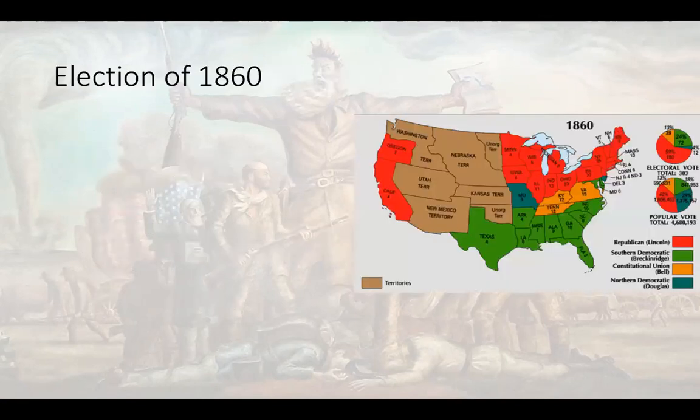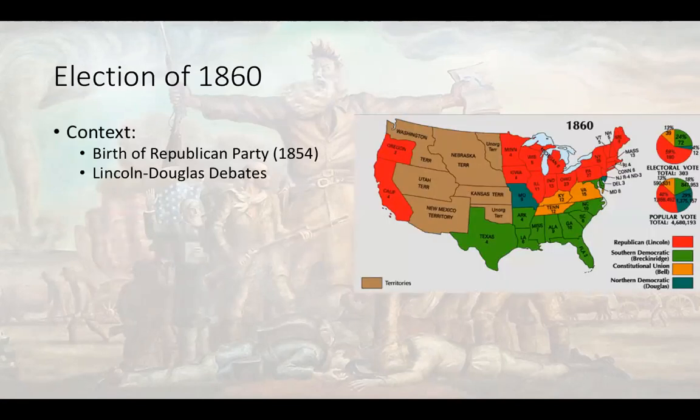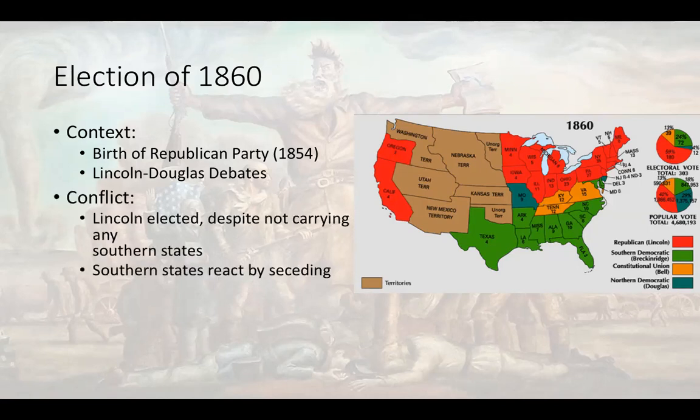And then finally, the straw that will break the camel's back is the election of 1860. Context behind this one is the birth of the Republican Party in 1854 in response to the Kansas-Nebraska Act, and then the Lincoln-Douglas debates, which bring Abraham Lincoln onto the national stage. They're debating for a Senate seat in Illinois. Abraham Lincoln loses, but everybody sort of recognizes him as the up-and-coming politician to take on the so-called slave power conspiracy. Lincoln's elected despite not carrying a single state in the South, and Southern states, South Carolina being the first one, react by seceding from the Union.